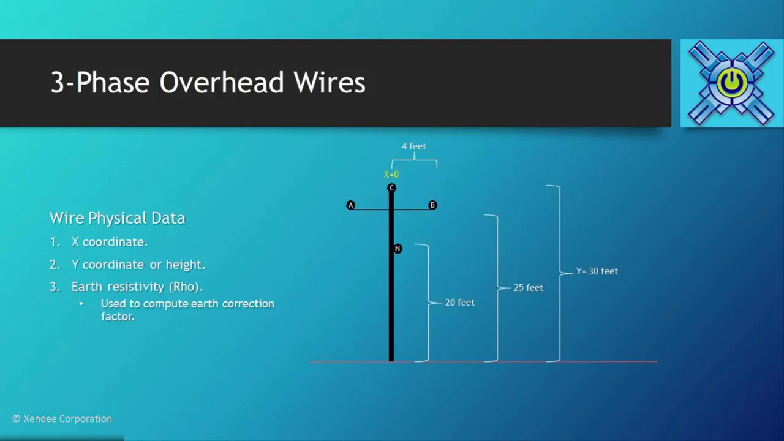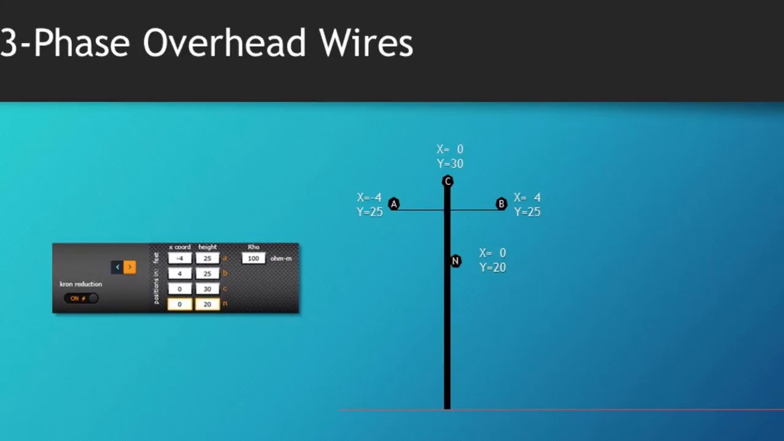Consider the following configuration for a 4-conductor 3-phase overhead wire installed on a 30-foot utility pole. The C-phase wire is at x coordinate 0 and at a height of 30 feet from the ground. The A and B phase wires are positioned 4 feet away from the pole at a height of 25 feet, while the neutral wire is essentially at x coordinate 0 also, but at a height of 20 feet from the ground. If you have a specific earth resistivity value, you can also enter it for earth correction factor computation.